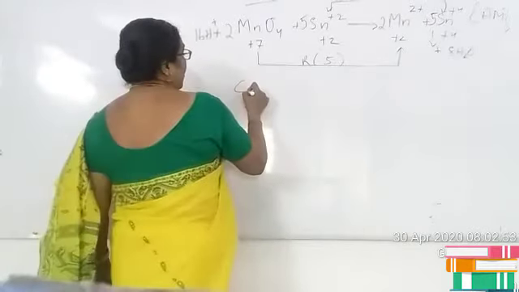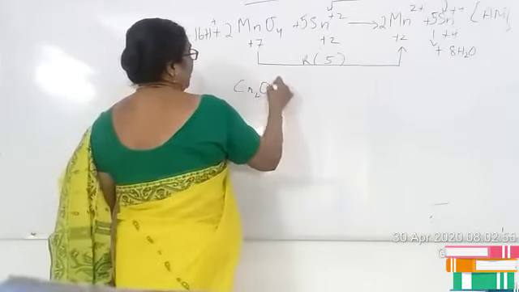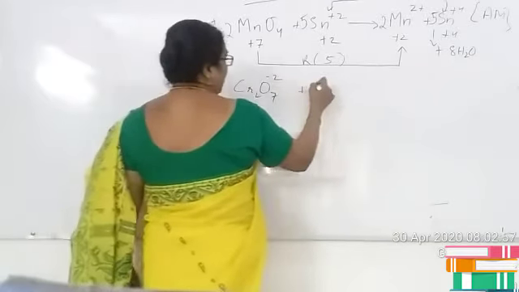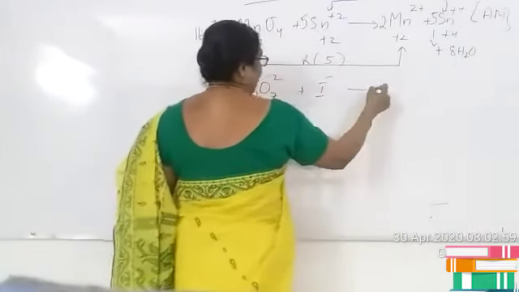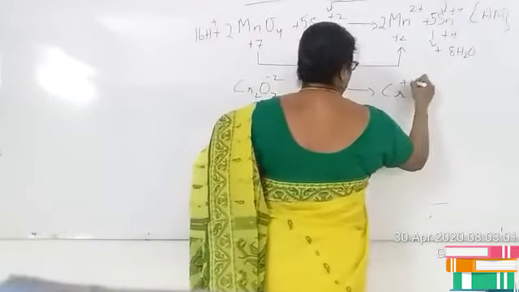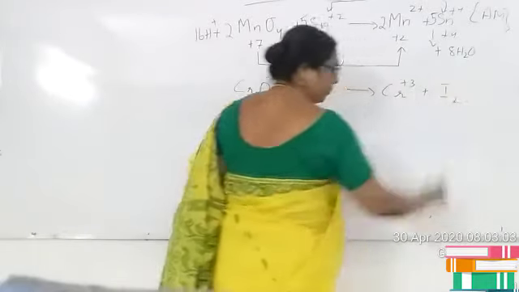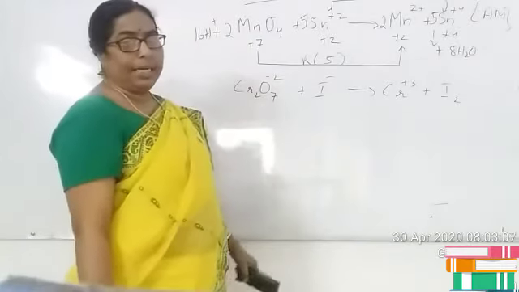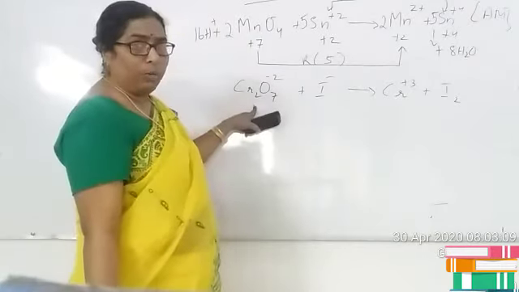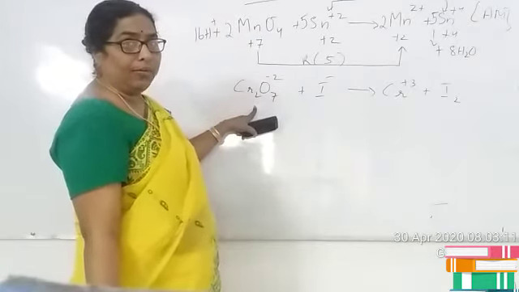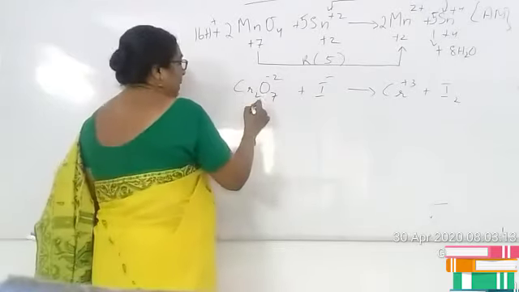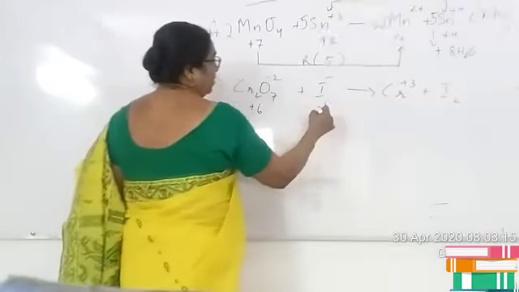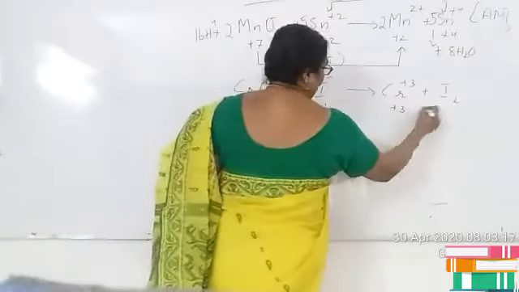Consider Cr2O7²⁻ plus I⁻ will give you Cr³⁺ plus I2. Okay, so what is the first step? Yes, calculate the oxidation state. Will you please tell me what is the oxidation state of Cr? Yes, it is +6, I is -1, then +3 and 0.